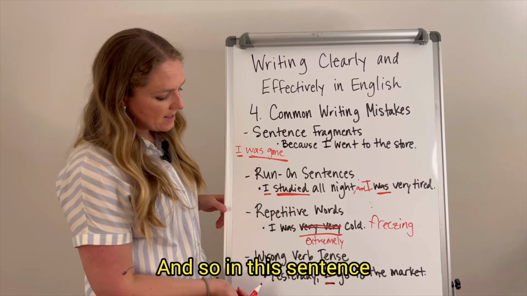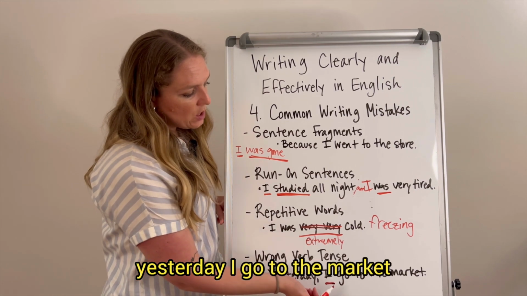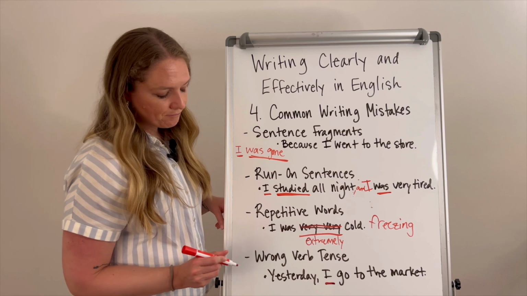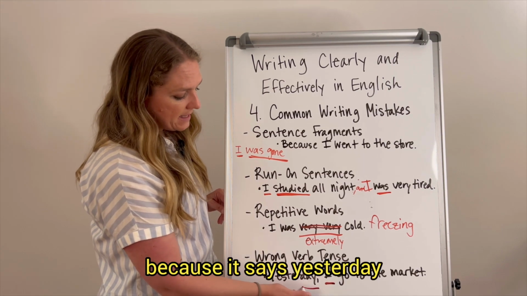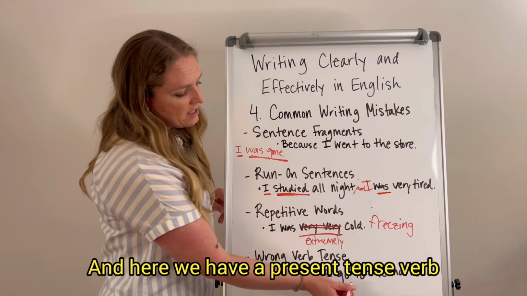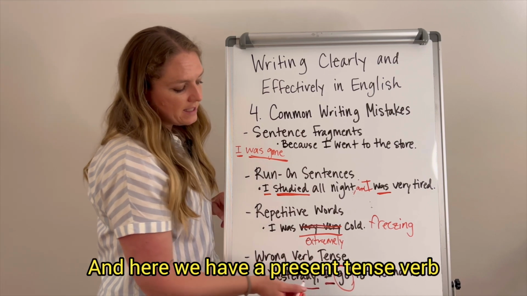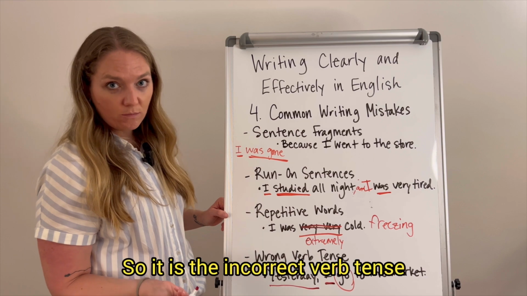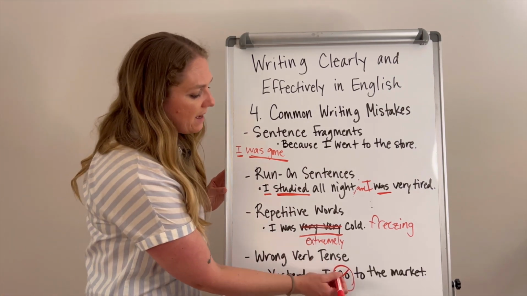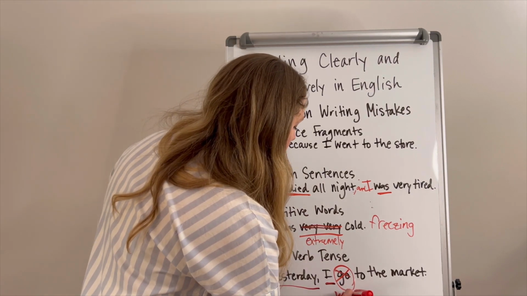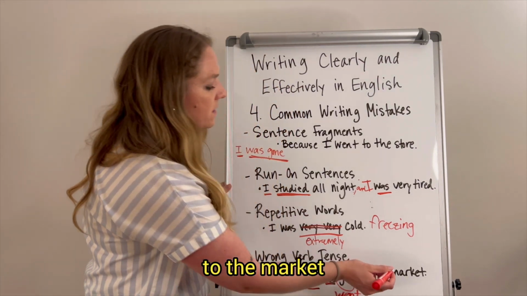And so in this sentence, yesterday I go to the market. First of all, we know this is past because it says yesterday. And here we have a present tense verb. So it is the incorrect verb tense. We need to say, I went to the market.